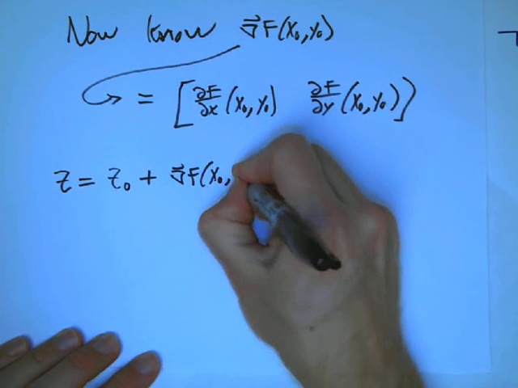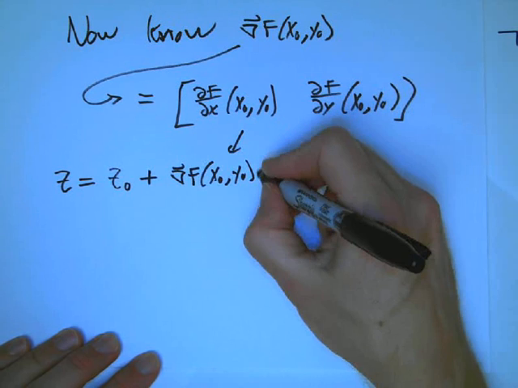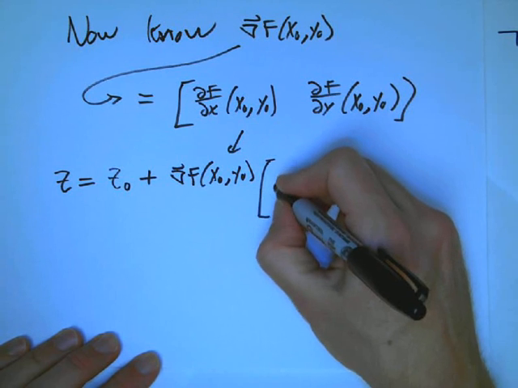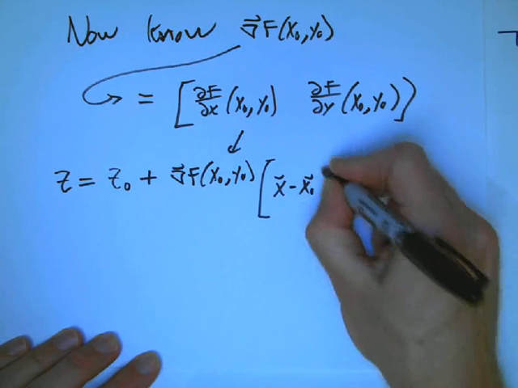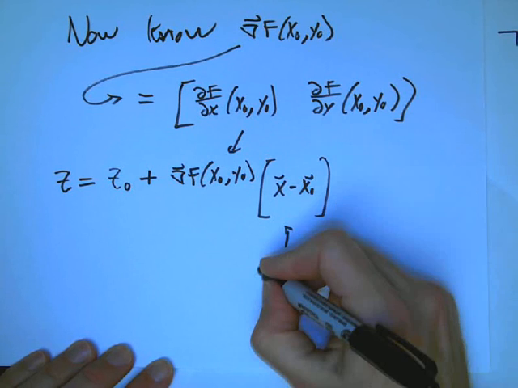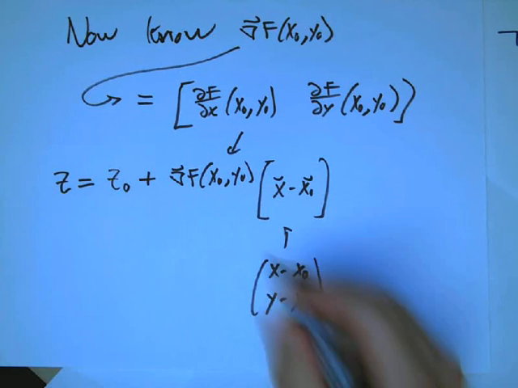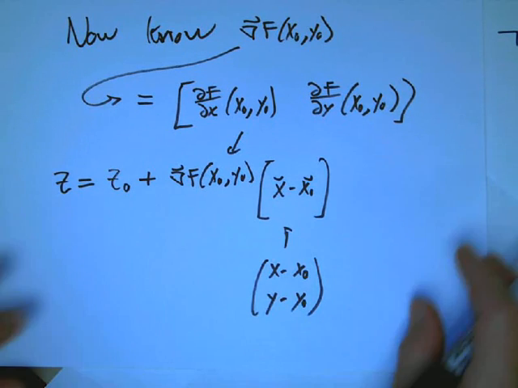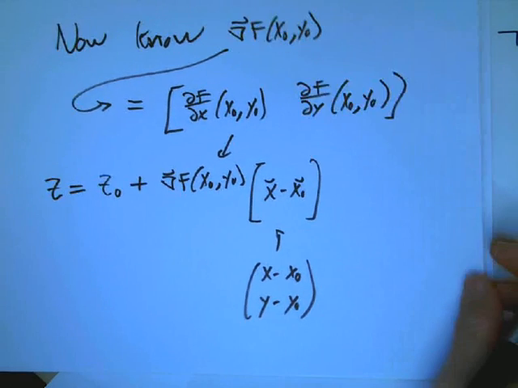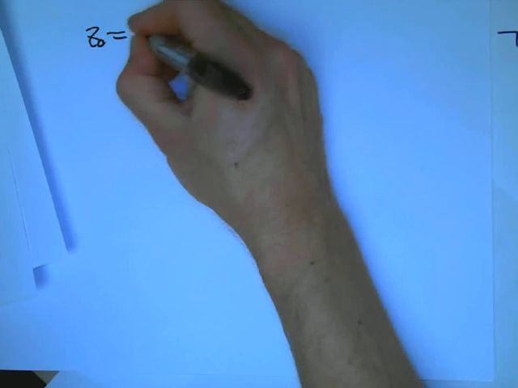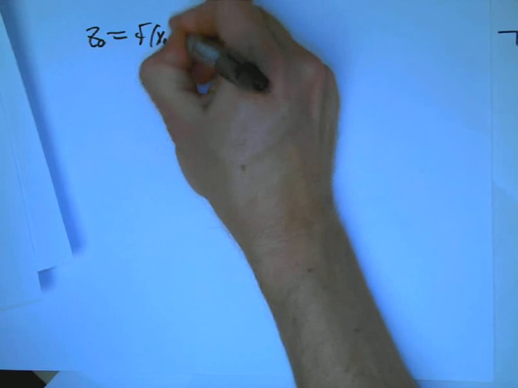And so my equation for the tangent plane approximation is now the base point value plus this row vector just times the x minus x naught column vector. Okay, and so that would have coordinates x minus x naught, y minus y naught. It's just another way to write the dot product, but it fits better with the matrix version of things.